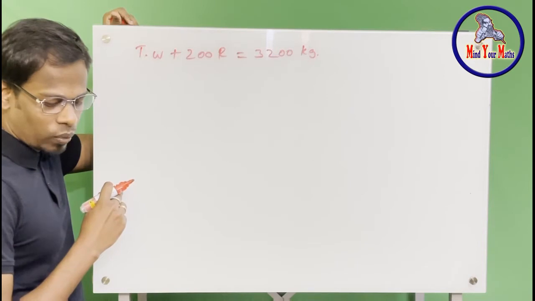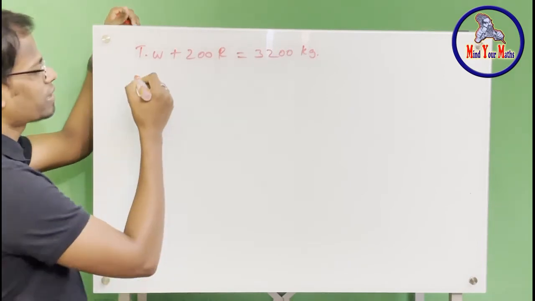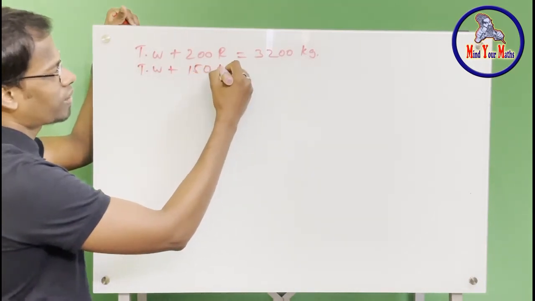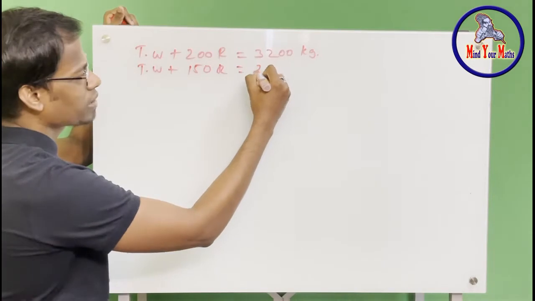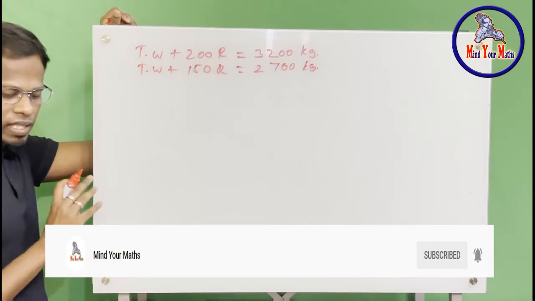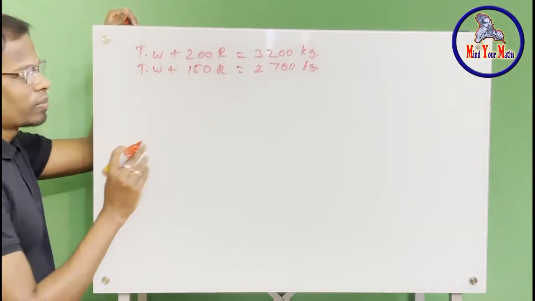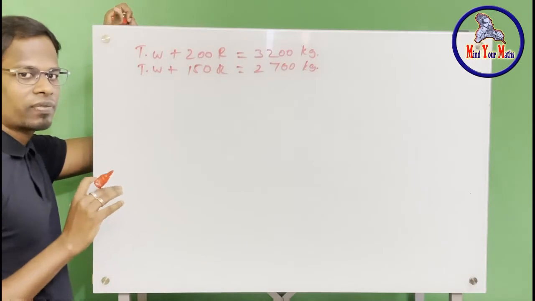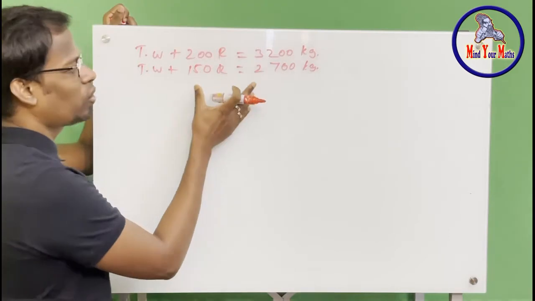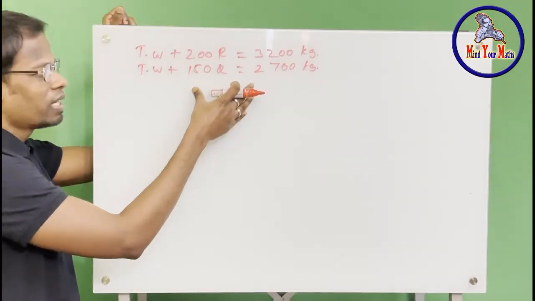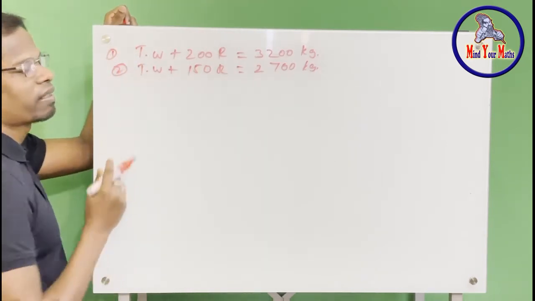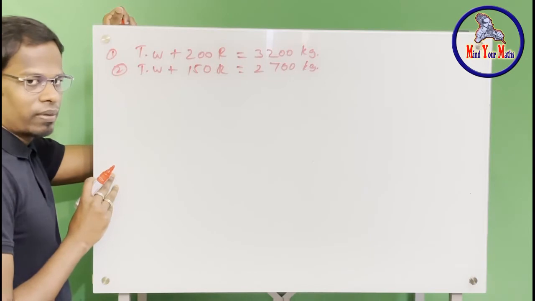Now the second statement says that it weighed 2,700 kilograms with 150 sacks of rice. What it means is that truck's weight plus 150 sacks of rice equals 2,700 kilograms. Okay, so this is what is given in the problem. Using this, we are going to find the answers for those two questions. So first, let's find out what we can do with these two equations. We have just written what is given in the problem. This is the first thing given and this is the second thing given.